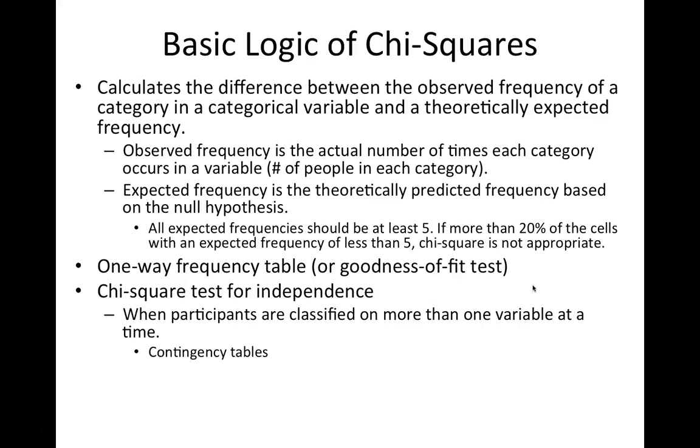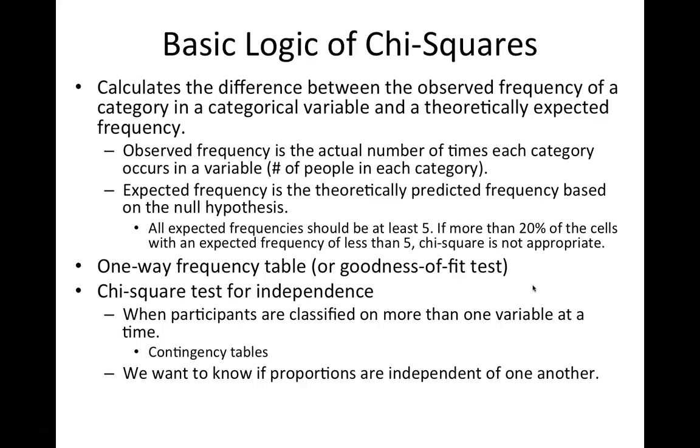If we have more than one variable that we're looking at, more than one categorical variable, we would conduct a chi-square test for independence. We'll create a contingency table, and we want to know if the proportions that we're looking at are independent of one another, if the variables are independent of one another. So the degrees of freedom are based on the number of columns, minus 1, multiplied by the number of rows, minus 1.